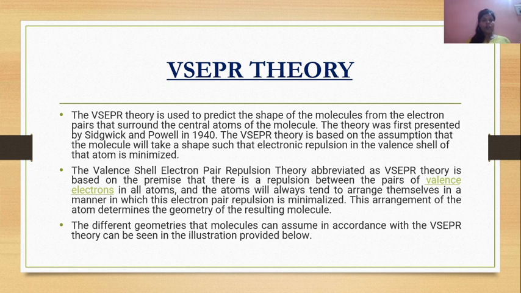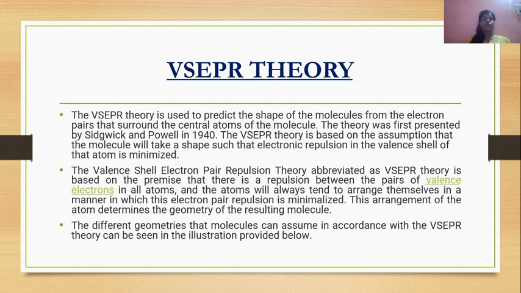The valence shell electron pair repulsion theory, abbreviated as VSEPR theory, is based on the premise that there is a repulsion between the pairs of valence electrons in all atoms. The atoms will always tend to arrange themselves in a manner in which this electron pair repulsion is minimized. This arrangement of the atoms determines the geometry of the resulting molecule. It means that on the basis of valence electrons, the atoms arrange themselves so that minimum repulsion occurs between them, and that will be the final geometry of the resulting molecule.